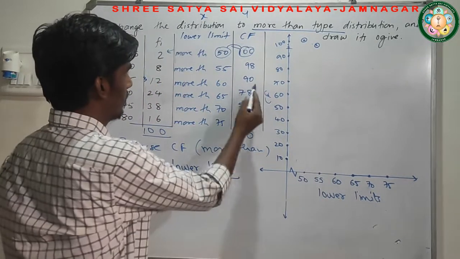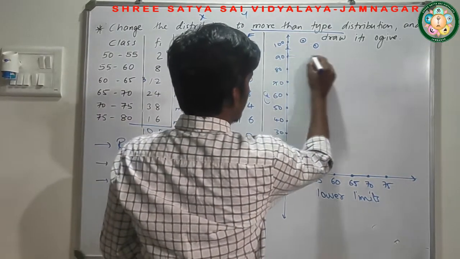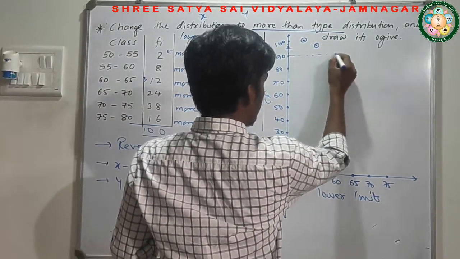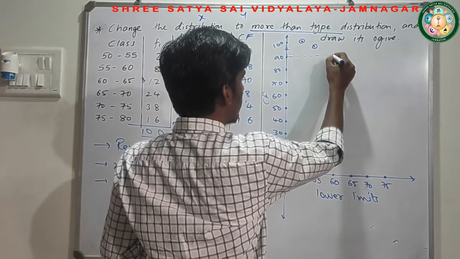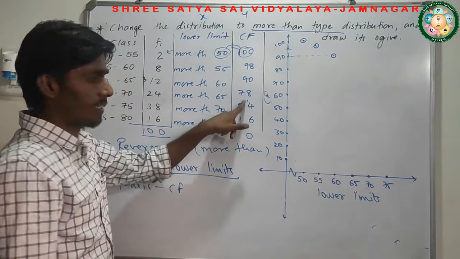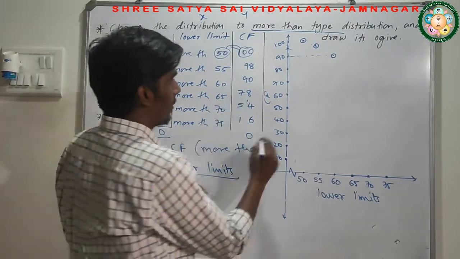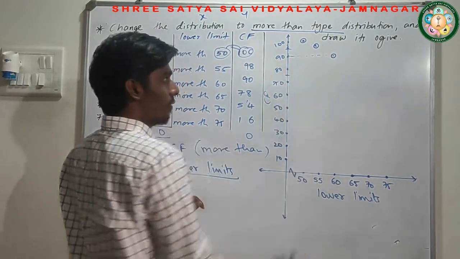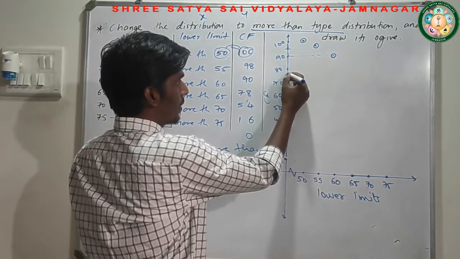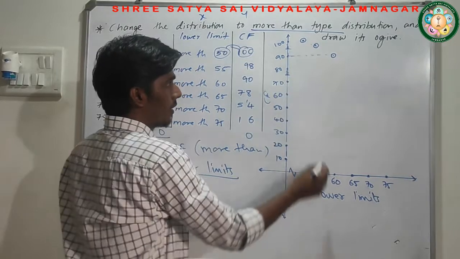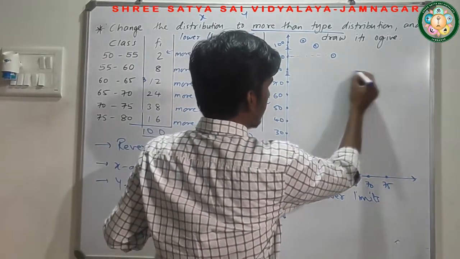Now 60, 90. This is 90, and here it's 60. Then 65, 78. This is 75 here, then 76, 77, 78. Somewhat here.